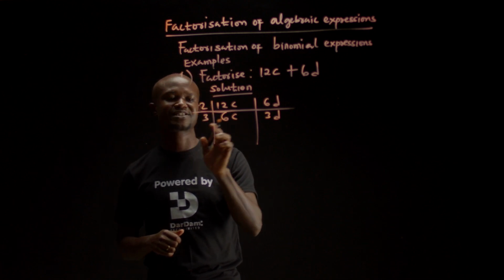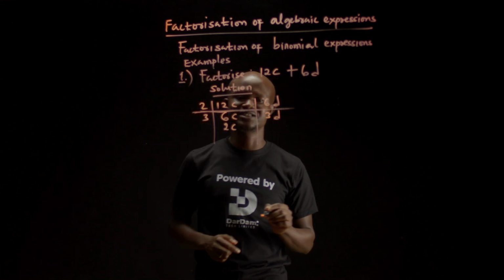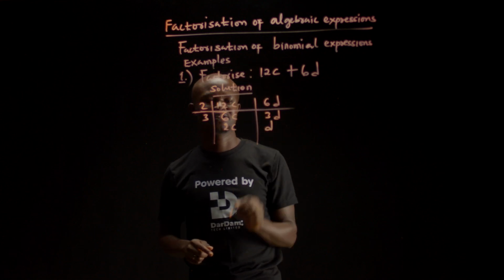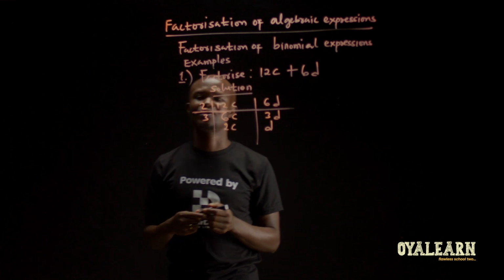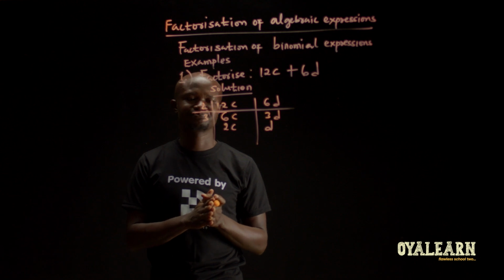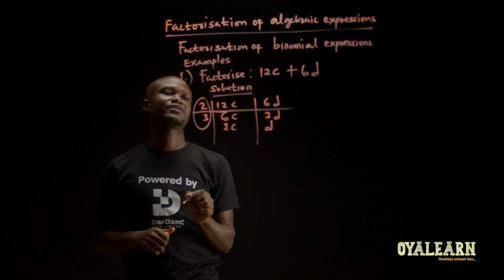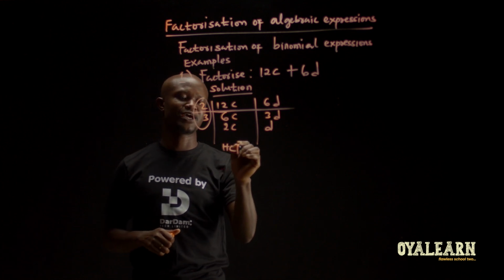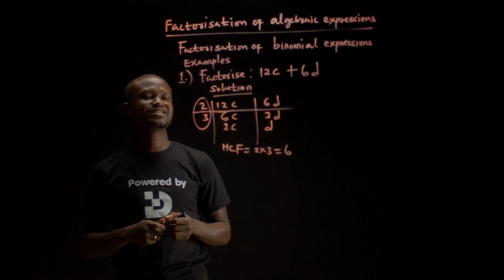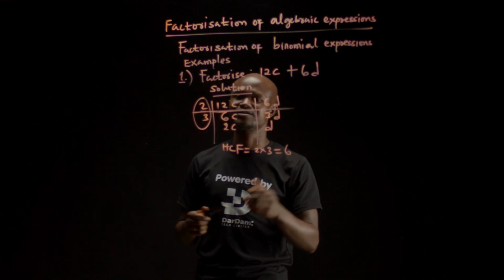So 6c divided by 3 will give us 2c, and 3d divided by 3, 3 divided by 3 is 1, so we have d here. Now 2c and d. The only factor that is common to them is 1, and we are not interested in 1. So the HCF that we are going to have from here is going to be 2 times 3, and that is 6. The HCF of 12c and 6d is equal to 6.